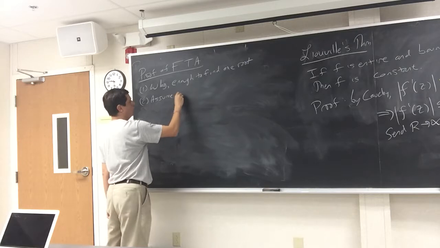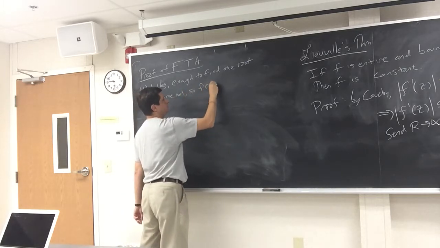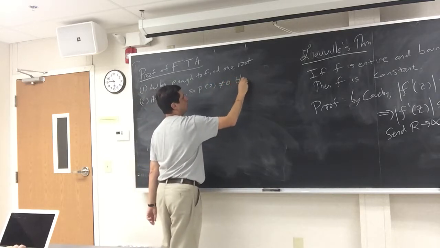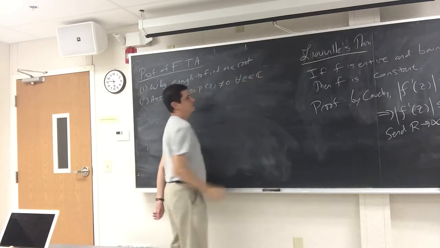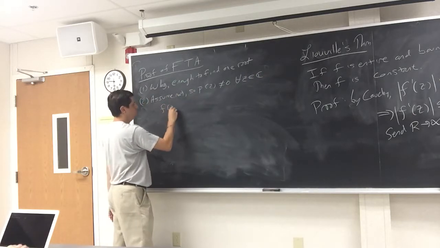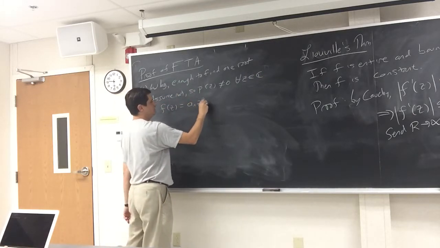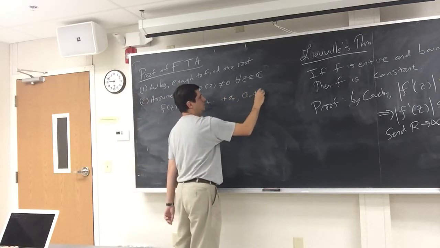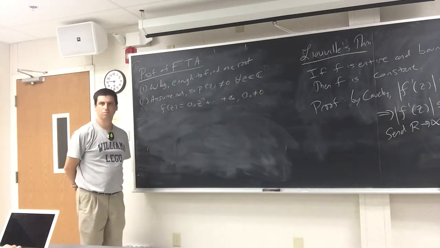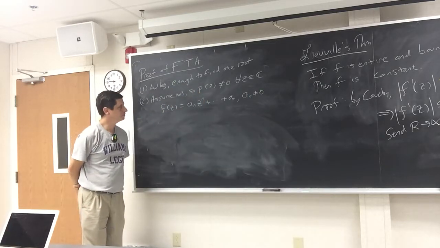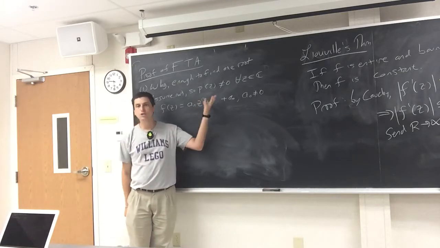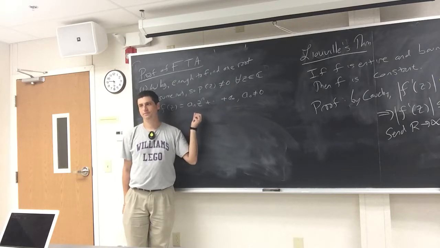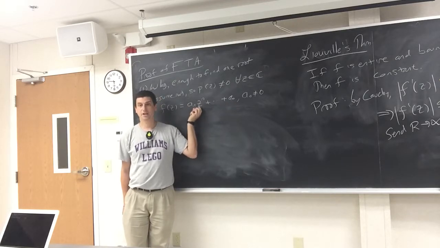Assume not, so f of z, well, I'll call it p of z, does not equal 0 for all z in C. And so I'll write p of z as a_n z to the n plus ... plus a_0, and a_n does not equal 0. Okay. If z gets really, really large, which term matters most in this expression? The z to the n.